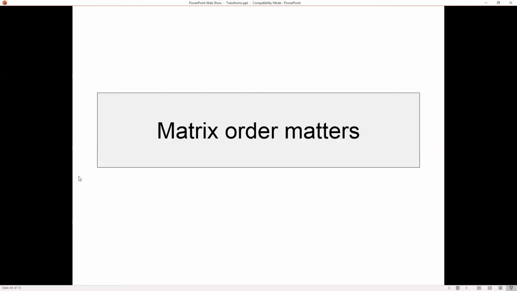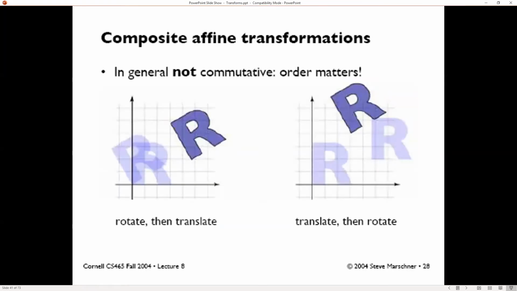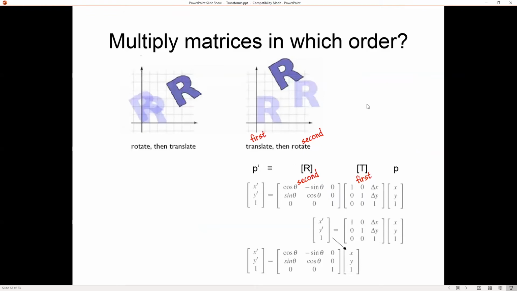Okay, so we saw an example of this before, but here's another example. If we rotated and then translated, we'd rotate like this and then get to here. If we did the other way, if we did the translation first and then rotated, this whole thing would go like this. So it does make a difference which order we go in.